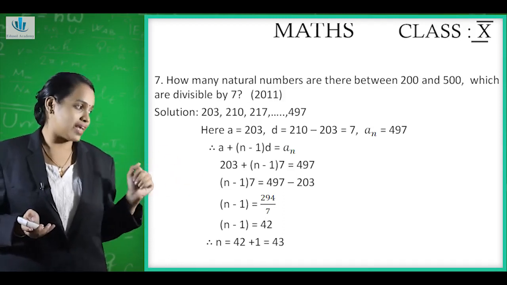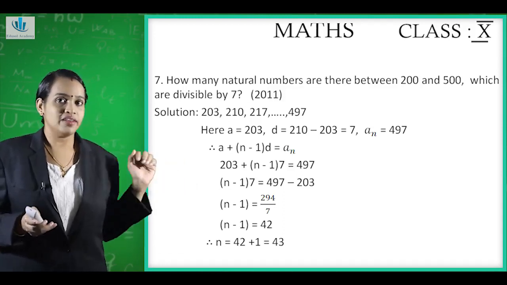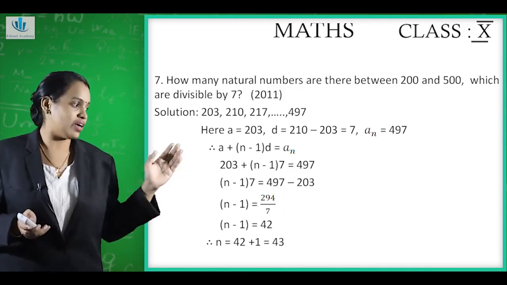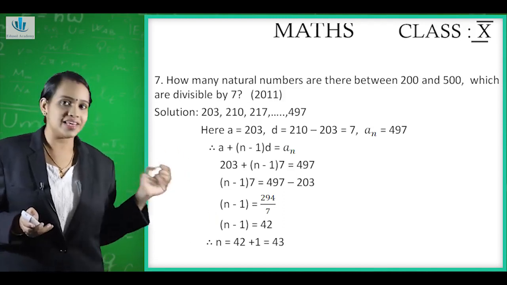Therefore a plus n minus 1 into d is equal to an. Putting the values, 203 plus n minus 1 into 7 is equal to 497.